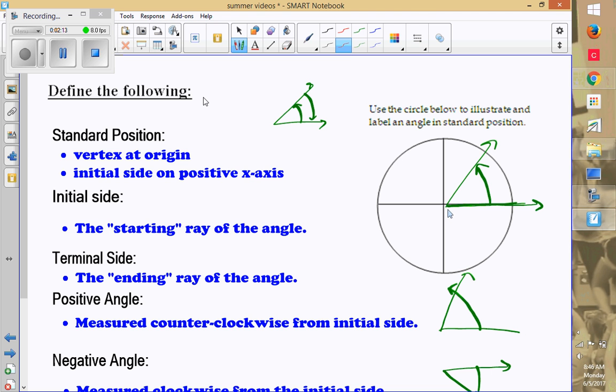angle. Best example would be if I went all the way around in one full circle and then came back and I had ended up at that same side. So it's basically a full circle in addition to the angle that you have.